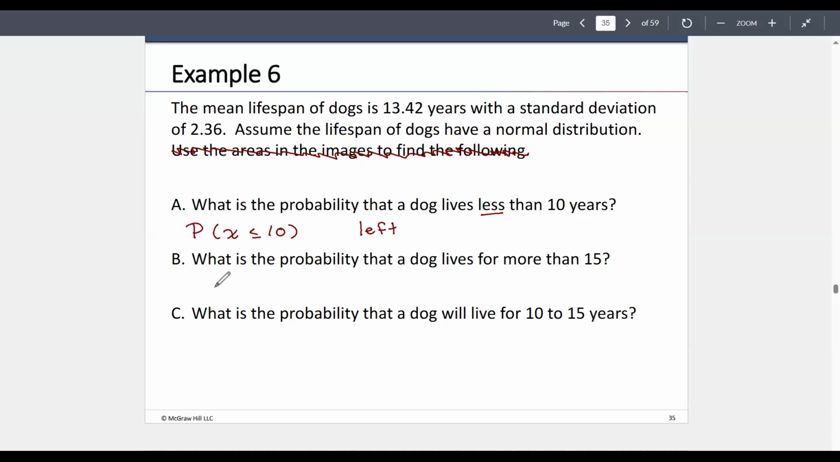What is the probability that a dog lives more than 15 years? Probability that X is greater than 15. So when we're talking about greater than, this is when we're looking to the right. And what's the probability that a dog's going to live between 10 and 15 years? And we know that this is where we're going to look at an area in between two scores. So we're going to move this all over to the z-table and work through this.